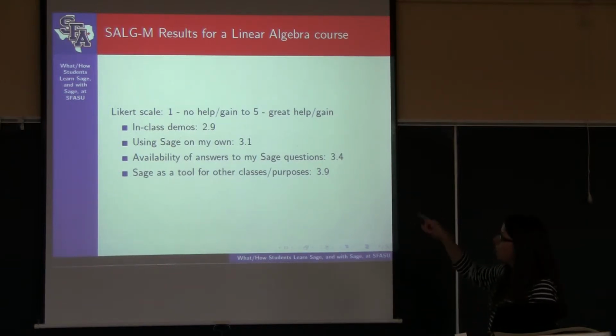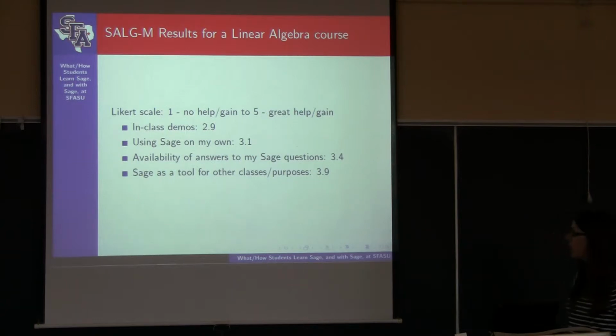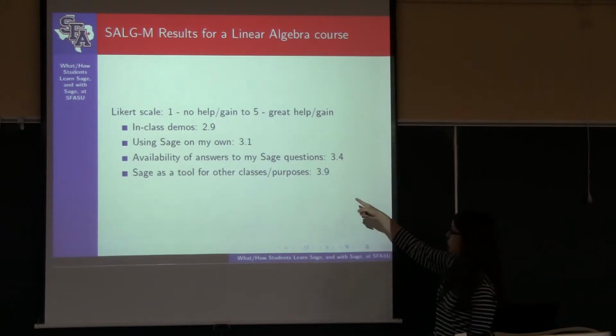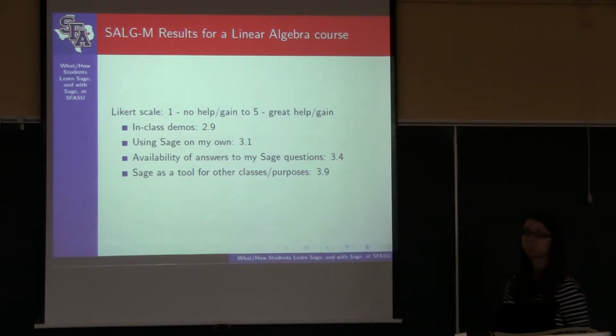But I asked them how these things that I did with them in my linear algebra class helped them. It's on a scale from 1 to 5. 1 is no help or no gain in my learning, and 5 is great help or great gain in my learning. These are kind of hovering mostly around 3, which is moderate help. And in my linear algebra class, a lot of them said they'd use it elsewhere.